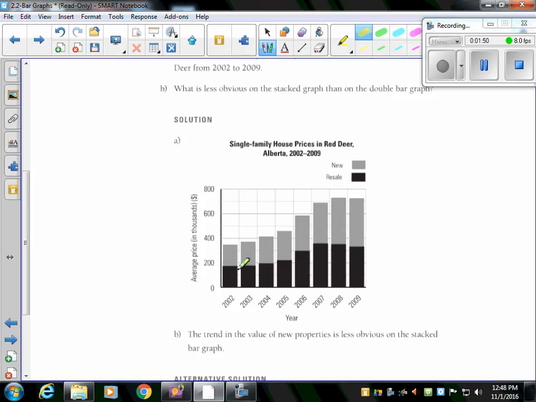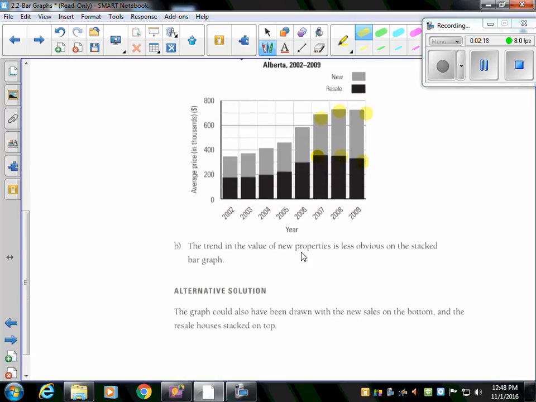It's hard to see the trend of these new ones because they all start at a different bottom number. So it's less obvious to see the trend that the new one got bigger each time because where it starts is not the same, right? So it's hard to figure out, is this one taller than this one? I think so. And this one's taller than that one. Yeah, I think this is the tallest and that's the smallest, but it's less obvious to see that.